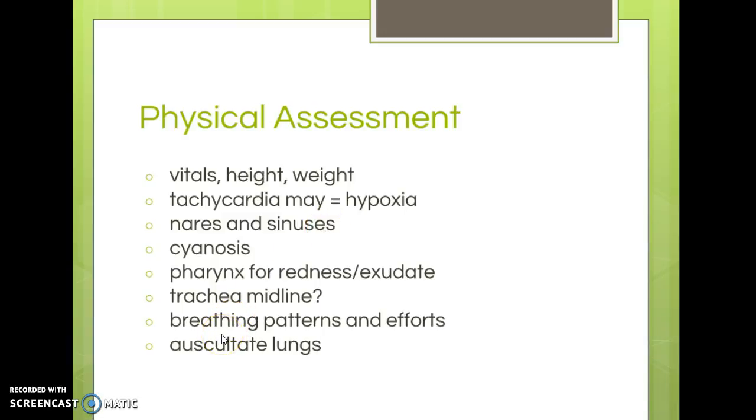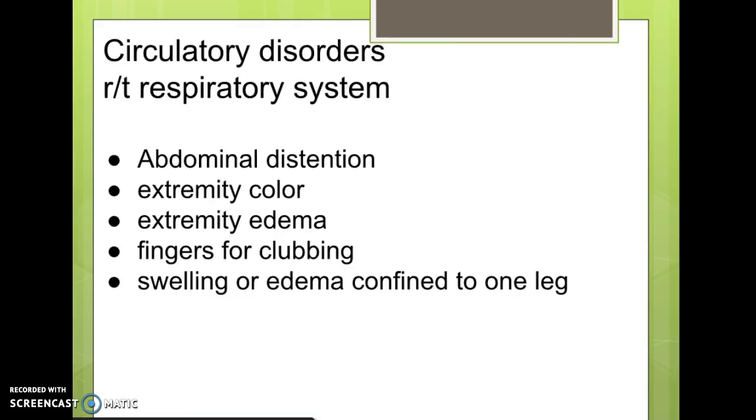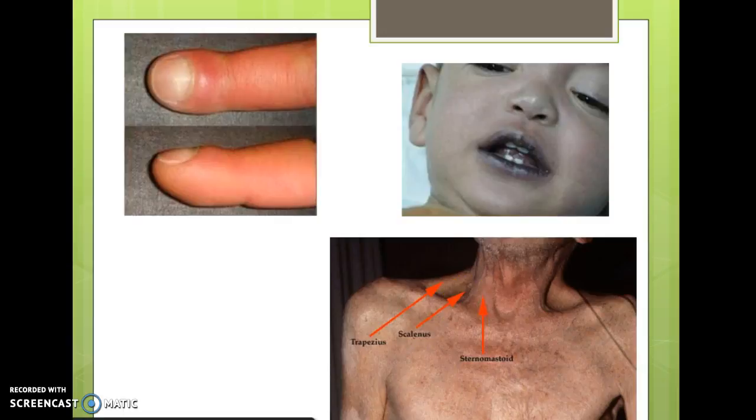Breathing patterns and efforts, and that includes respiratory rate, which is part of your vital signs, but how difficult is it for them to breathe? Are they using accessory muscles? That's something you're going to see a lot. And here's some of the accessory muscles I'm talking about. Sternomastoid, scalenus, trapezius. Normally, you shouldn't see these move very much when someone's breathing. When someone's having to use their shoulders to help them breathe, that means they're having some problems.